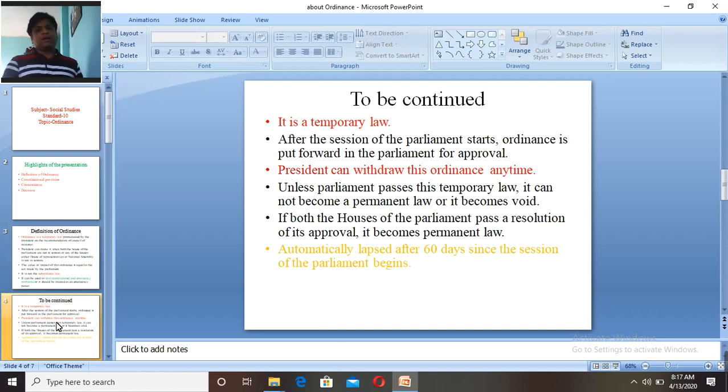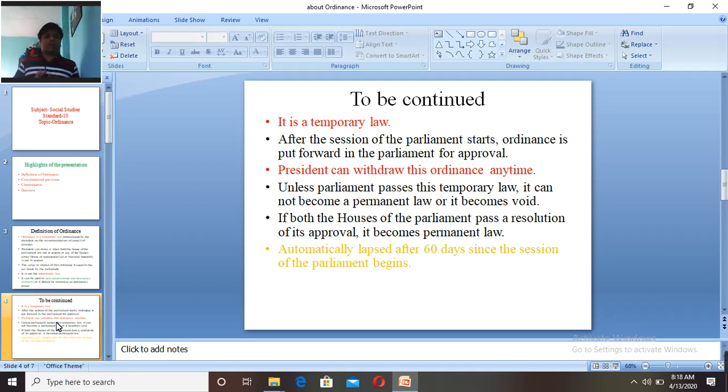So in the second slide, it is a temporary law, as I have already gone through. And right now many of the students are curious to know whether the ordinance can be made permanent or not. Yes, obviously it is the right of the students, it is the wish of the students, to know whether ordinance can be made permanent or not.